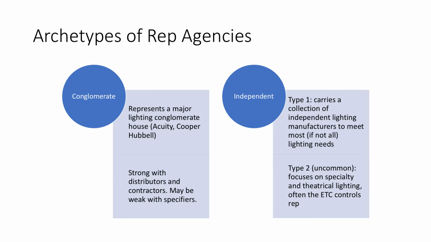So that's type 1. And type 2 is uncommon, and they focus specifically on theatrical lighting and specialty lighting, which is a lot of what GVA does. Typically with type 2, these guys are highly trained in controls. They're experts at DMX. Often in the USA, the type 2 agents are the ETC control rep. So in addition to using GVA fixtures for color changing and doing stuff on a facade, they can supply control solutions to make everything work.